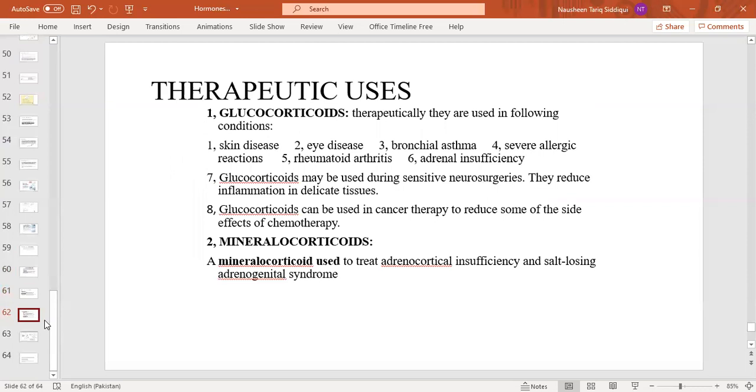Therapeutic uses of glucocorticoids: they are used in the following conditions, that is skin diseases, eye diseases, bronchial asthma, severe allergic reaction, rheumatoid arthritis, and adrenal insufficiency. Glucocorticoids may be used during sensitive neurosurgeries, where they reduce the inflammation in delicate tissues. Glucocorticoids can be used in cancer therapy to reduce some of the side effects of chemotherapy, while mineralocorticoid is used to treat adrenocortical insufficiency and salt-losing adrenogenital syndrome.